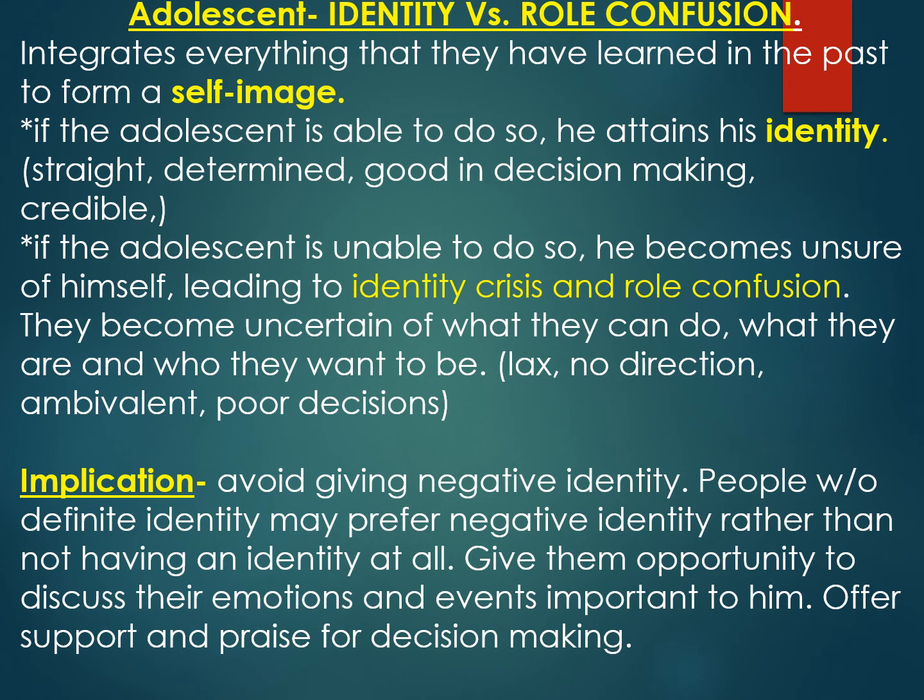So as midwives, what do we tell the parents of these adolescents? We should tell them to avoid giving them negative identity. Kasi nga po, they are still confused during that period of adolescence. They have identity crisis. So ano yung dapat na iniiwasan natin? We avoid giving them negative identity. Things like, oo, ikaw pariwara ka, pokpok ka, or bobo ka. Those are negative identity. Bakit natin hindi pwedeng gawin yon for adolescent people? Because people without any definite identity, kasi nga confused sila, di ba? They may prefer negative identity rather than not having any identity at all.